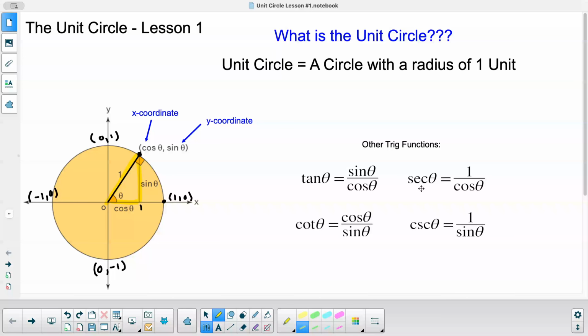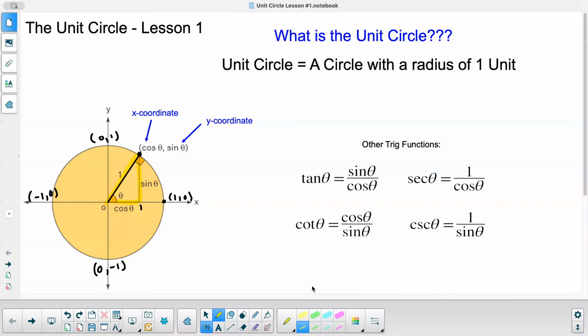And then secant theta, you're going to see that trig function. That's just the reciprocal of cosine. So if you ever know the cosine here, just flip it. It's divided by 1, do the reciprocal. So it'd be 1 divided by the cosine theta. And same thing with cosecant of theta. It's 1 divided by sine of theta.